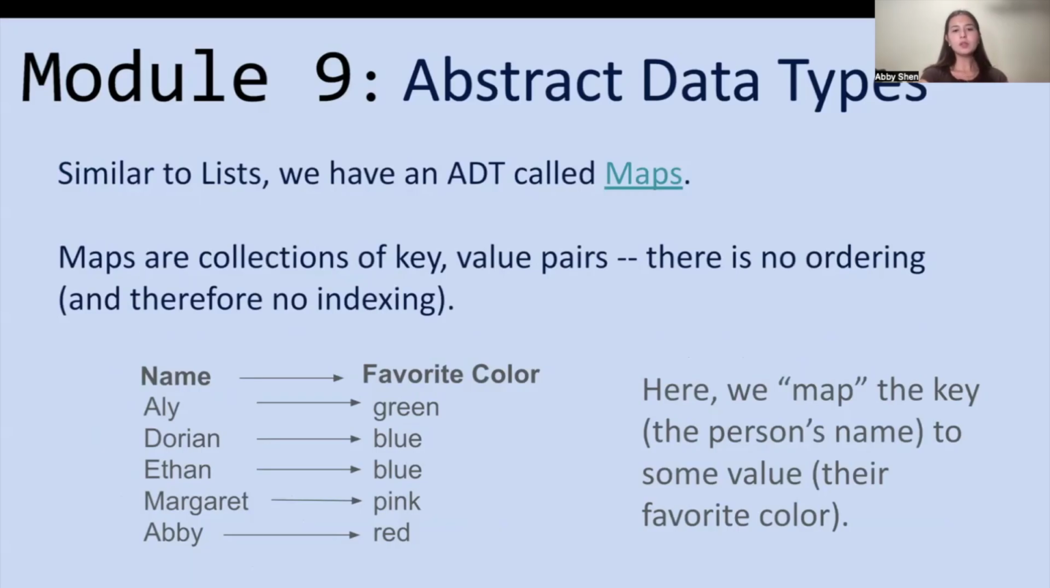So here is an example where we might want to map the key, which would be a person's name, to a value, which would be their favorite color. So you notice that the keys are all unique. You have 5 different names, but you can have repeated values for the value, the favorite color.